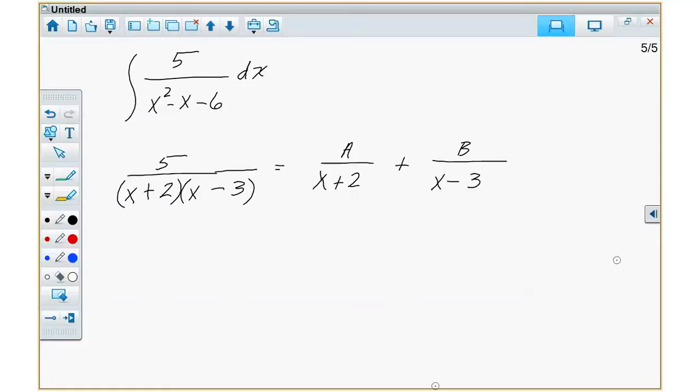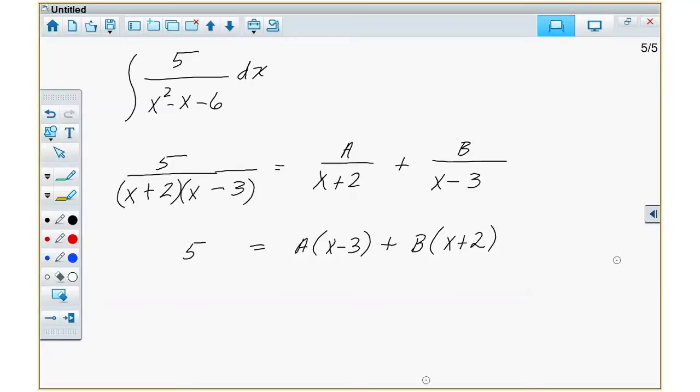I don't know why I'm making notes. I don't follow them. 5 is equal to what? A times x minus 3. It's always the opposite. Plus B over what?